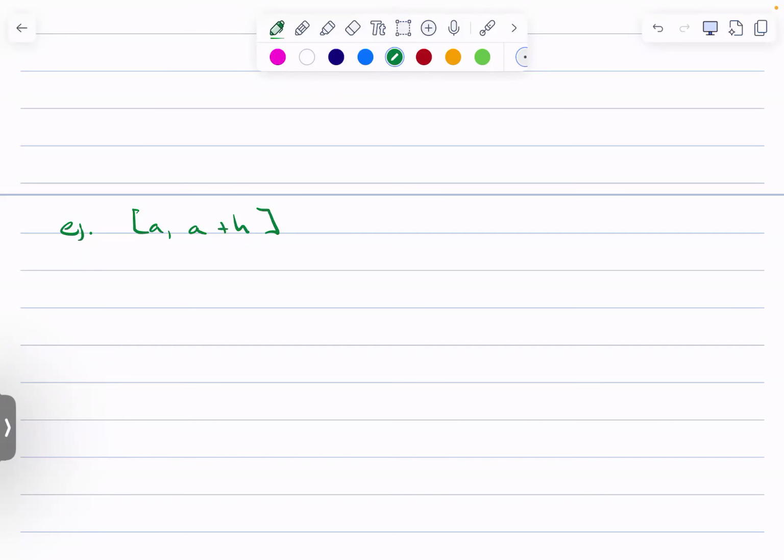What does this mean graphically? If I have some sort of graph, maybe it looks like this, some sort of function like this. If I'm able to put in a generic A, and then move out a distance of H, that puts me at A plus H.